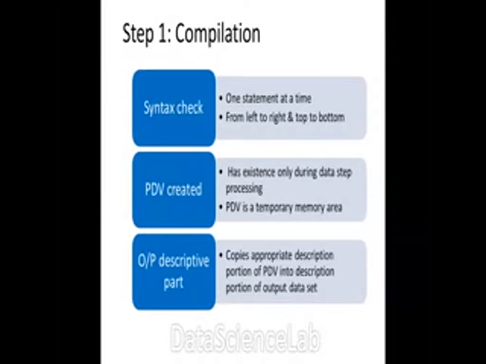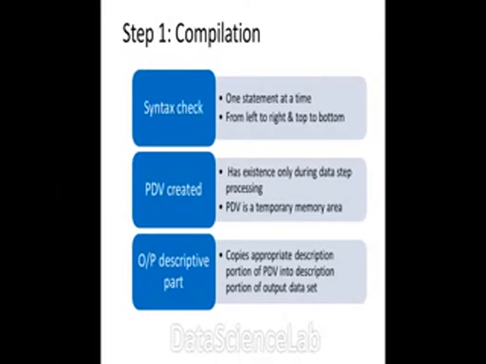Once again, for a SAS data set, we have seen that there is a descriptor portion and a data portion. In short, in the compilation, the descriptor portion is the output that is built. And in the execution phase, the data portion is built. So it's a step-by-step process. Now, what happens with the syntax check? The syntax or the grammar of the language is checked, one statement at a time, from left to right and top to bottom.